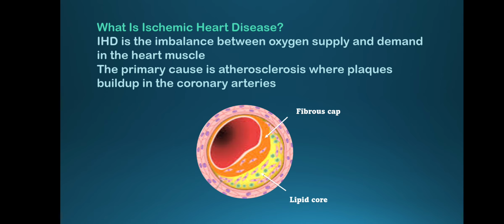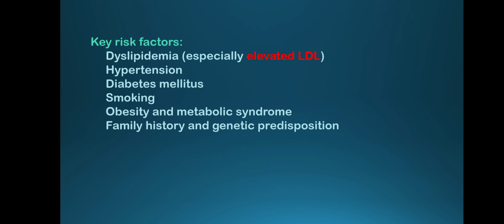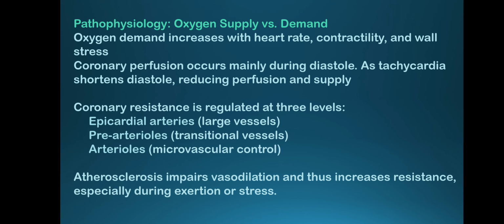In the picture, we see the lumen of the coronary artery, where the yellow-colored lipid core is covered by the inner fibrous cap. The fibrous cap covering the lipid core approaches the lumen of the coronary artery, causing gradual obstruction. Key risk factors: dyslipidemia, especially elevated LDL, hypertension, diabetes mellitus, smoking, obesity and metabolic syndrome, family history and genetic predisposition.